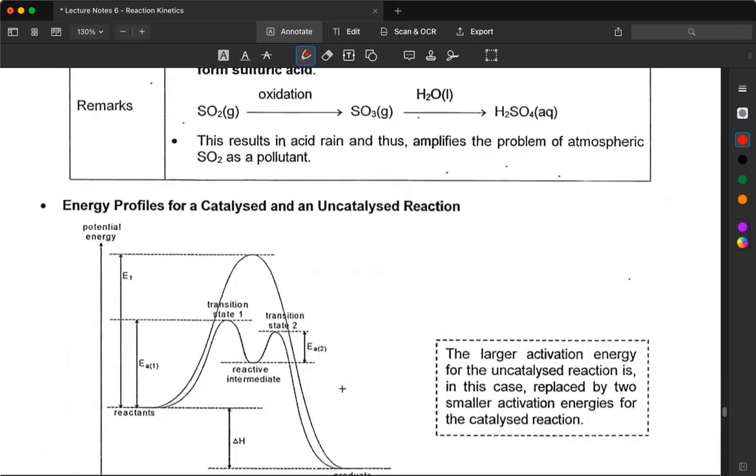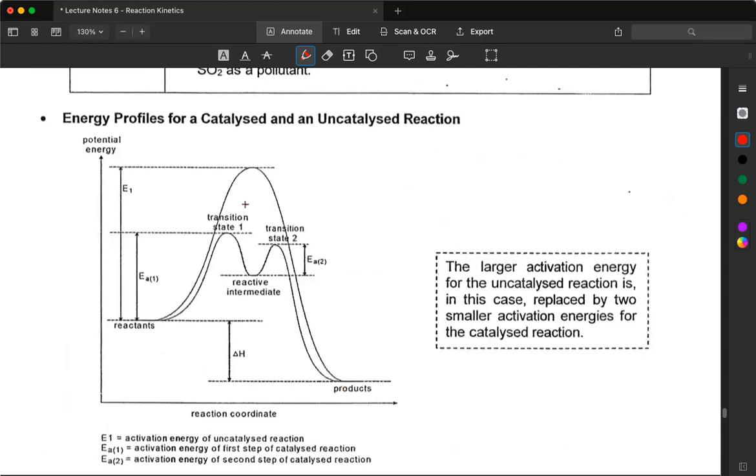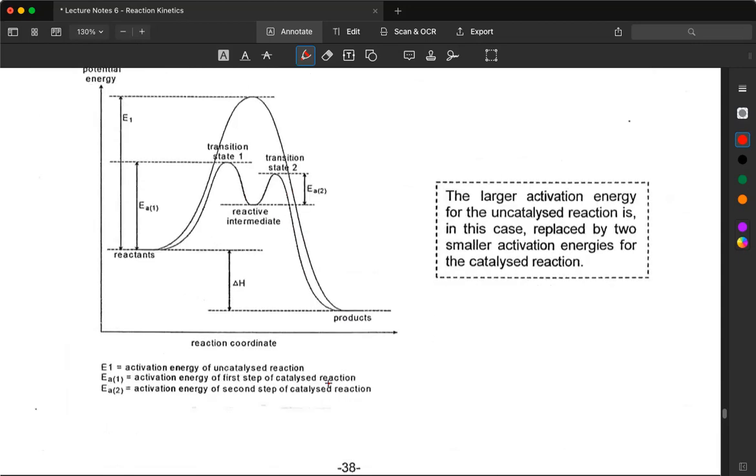Now, this is the energy profile of a catalyzed reaction versus an uncatalyzed one. The one with two steps is the catalyzed one. One step is uncatalyzed. The EA is so high. So instead of having such a high EA, you just replace it with two smaller EAs, more effective.